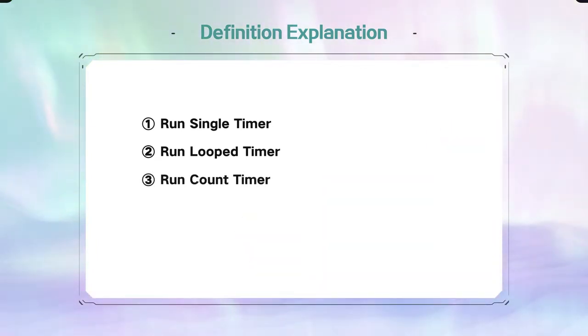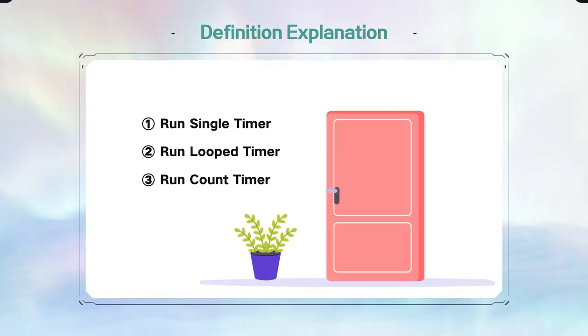The third one is run count timer, with a fixed interval in between, and a fixed number of total times. For example, every 1 second, John's door will open once, and it will open 3 times in total. We will demonstrate how to use the timer in Clickly.